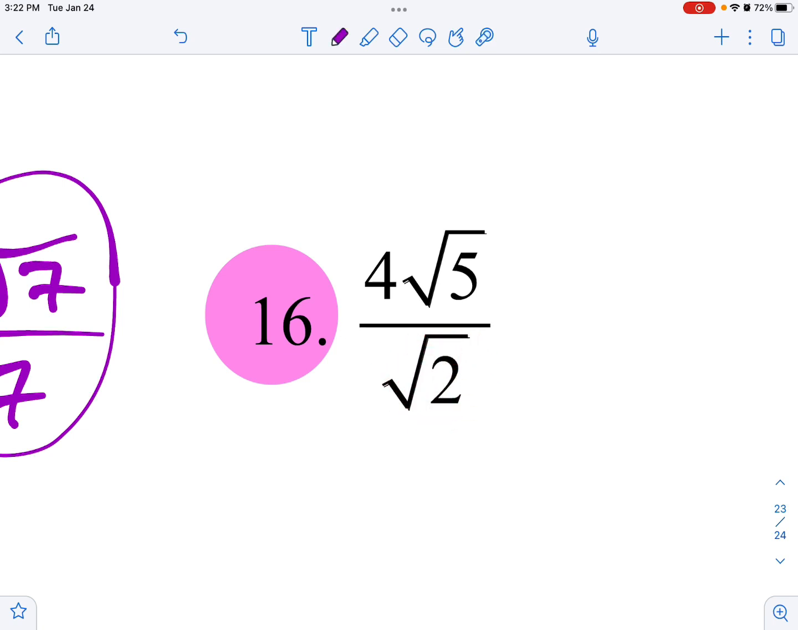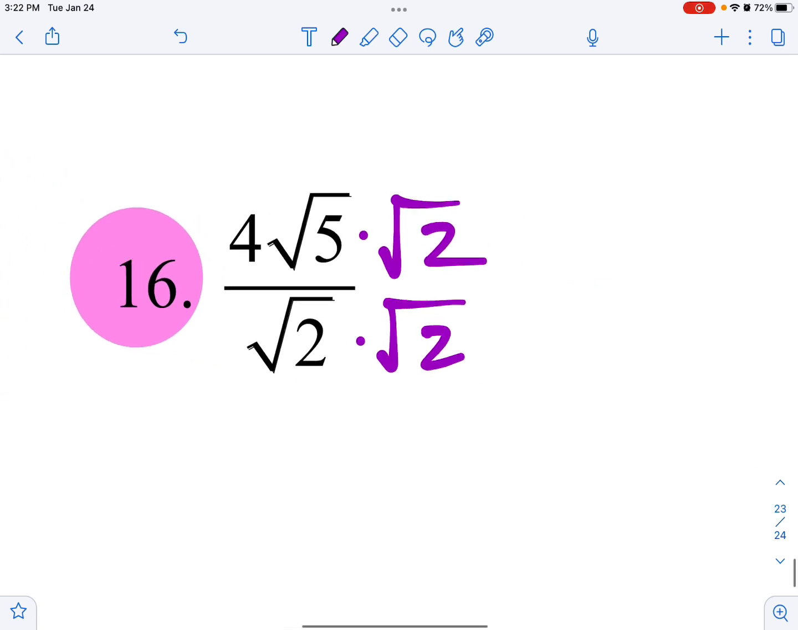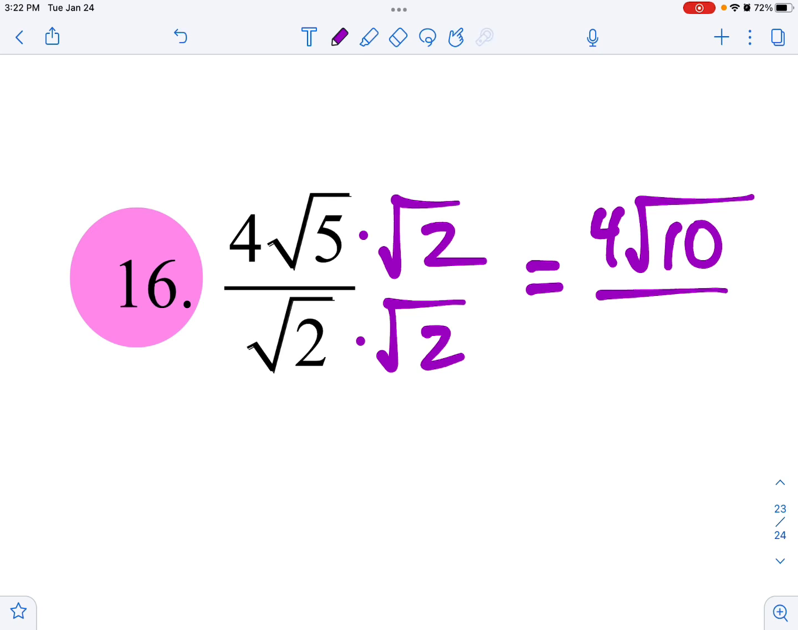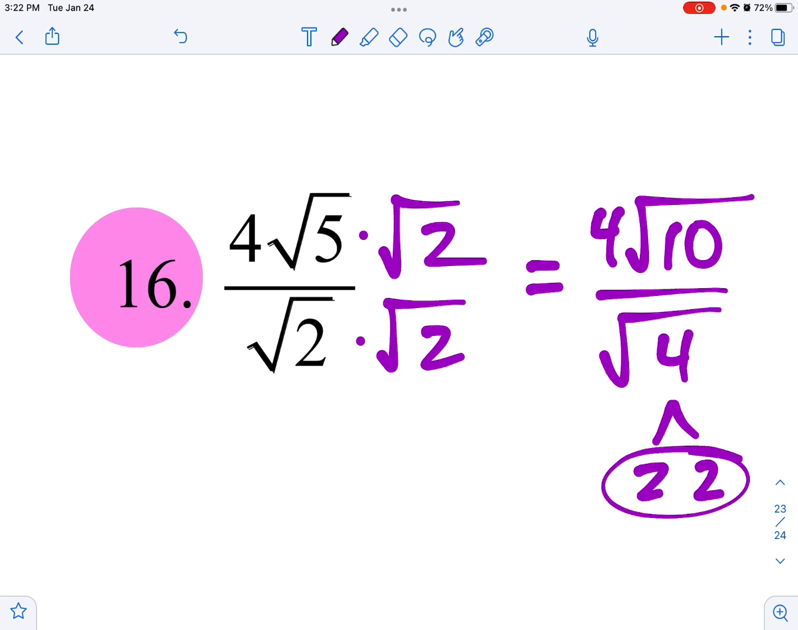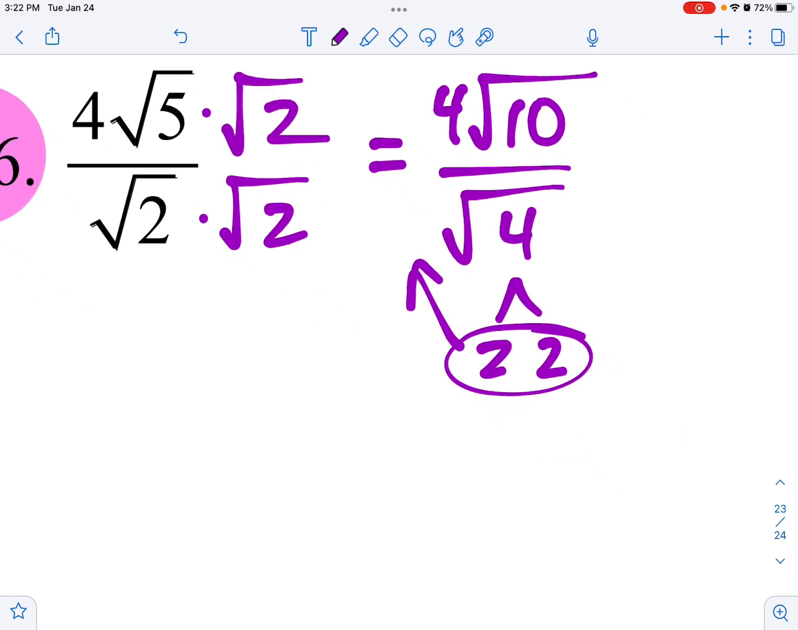I have to make it go away, so I'm going to multiply by root 2 on the top and the bottom. On the top, I'm going to keep the 4 on the outside, but I see 2 numbers that both have radicals with them, so 5 times 2 is 10. And then root 2 times root 2 makes root 4, and I bet you know what root 4 is. It's just 2. So I'm going to write my answer.